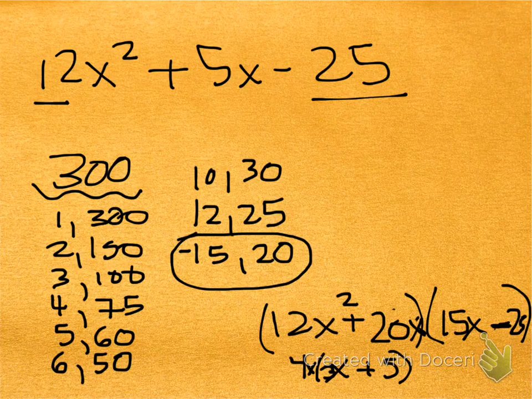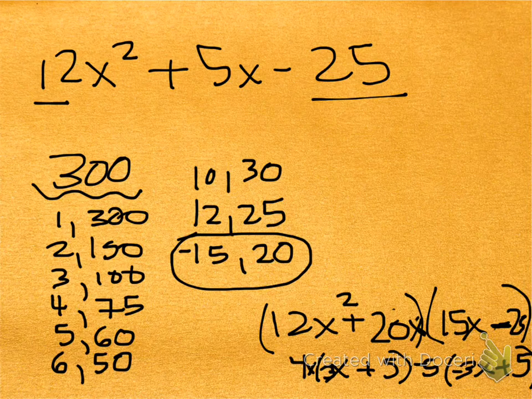And then again we can take out a 5 from the next group, and we have 3x minus 5. So we're going to take it out as a negative 5. So let's do 3x plus 5. That will give us 4x times 3x plus 5.